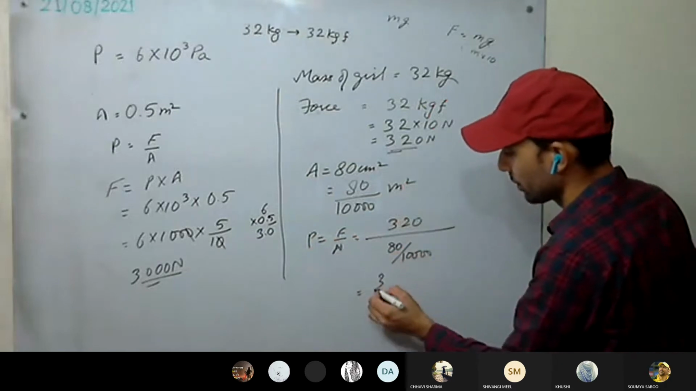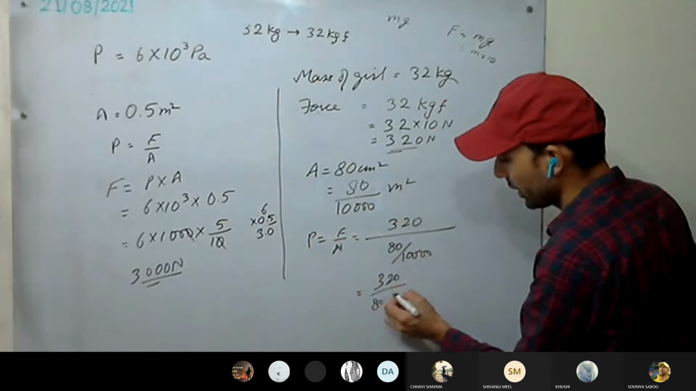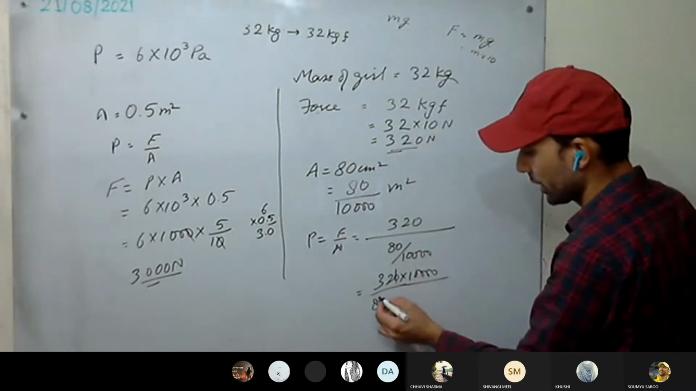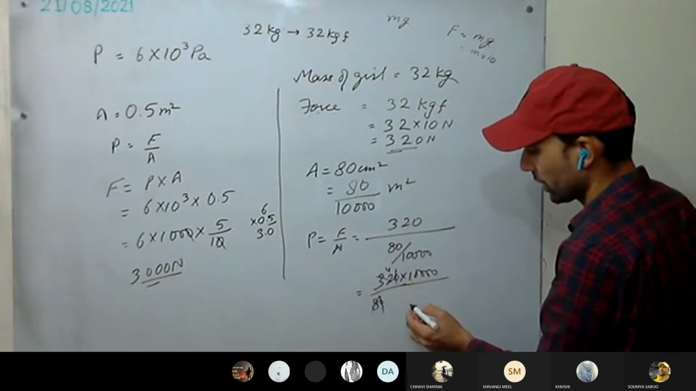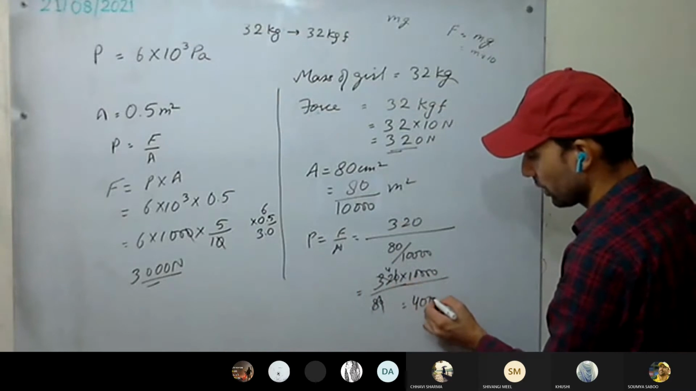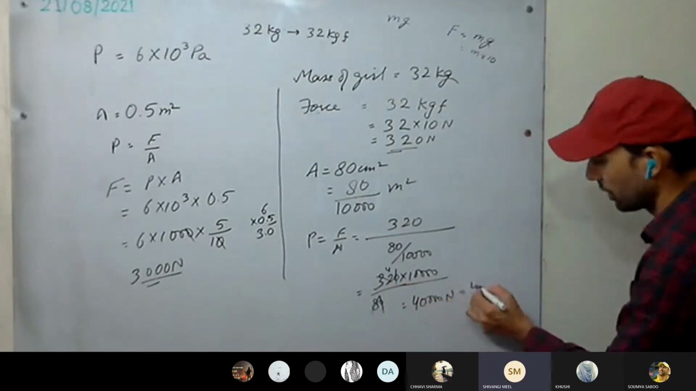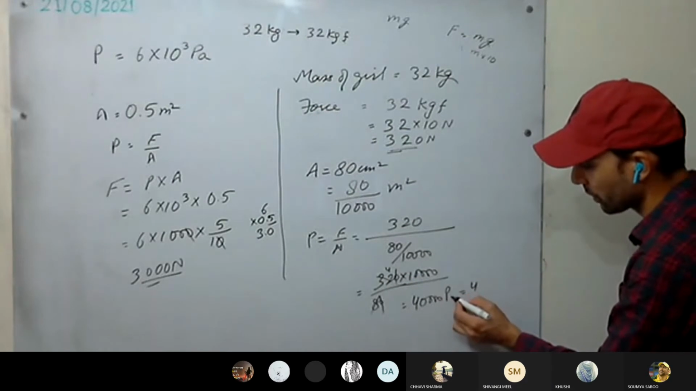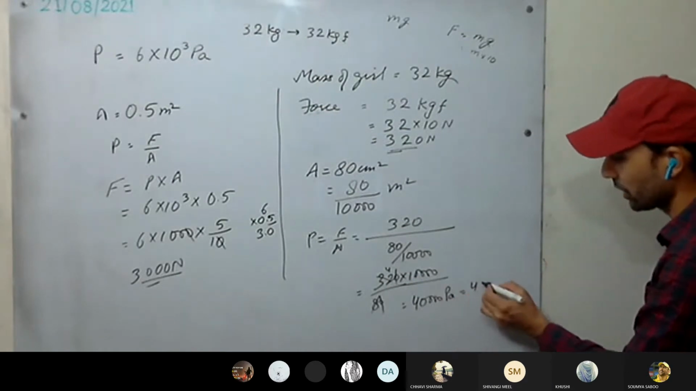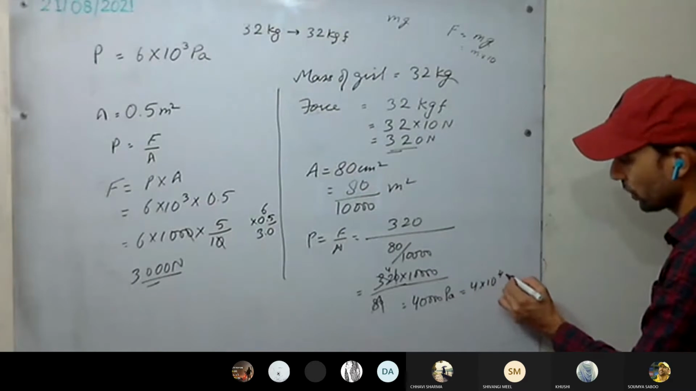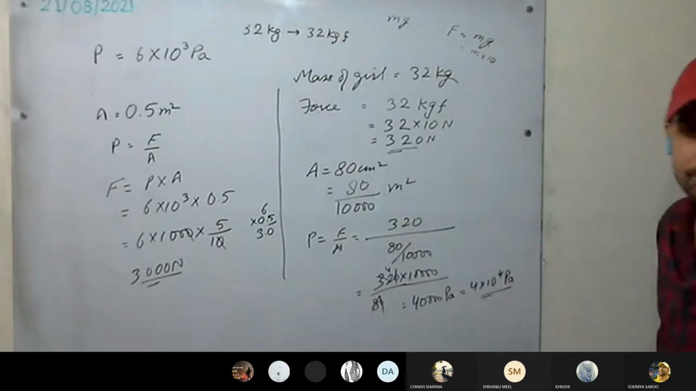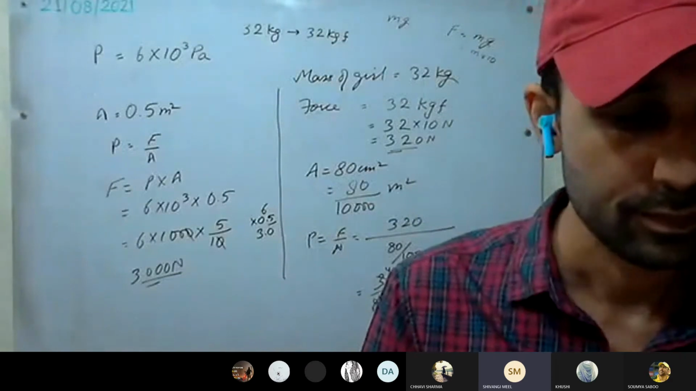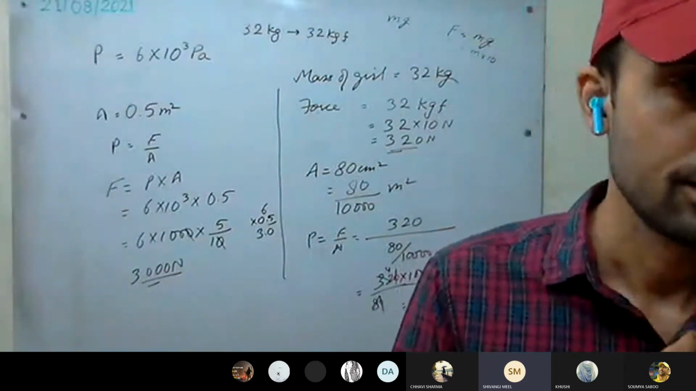It will go in numerator. 320 divided by 80 and into 10,000. 0, 0 get cancelled. 8 4 is 32. So how much? 40,000 Newton per meter square, or Pascal. 4 into 10 raised to power 4 Pascals. So we can write 4 into 1000 Pascal also.